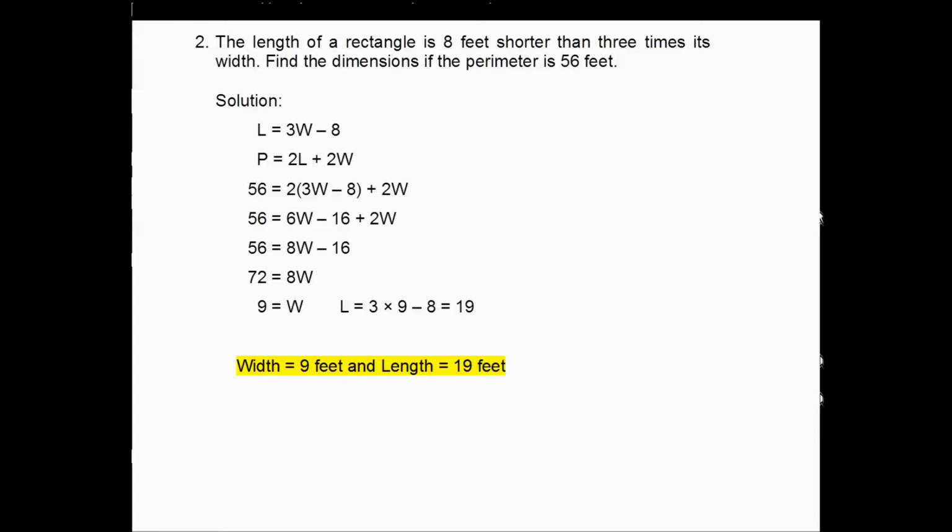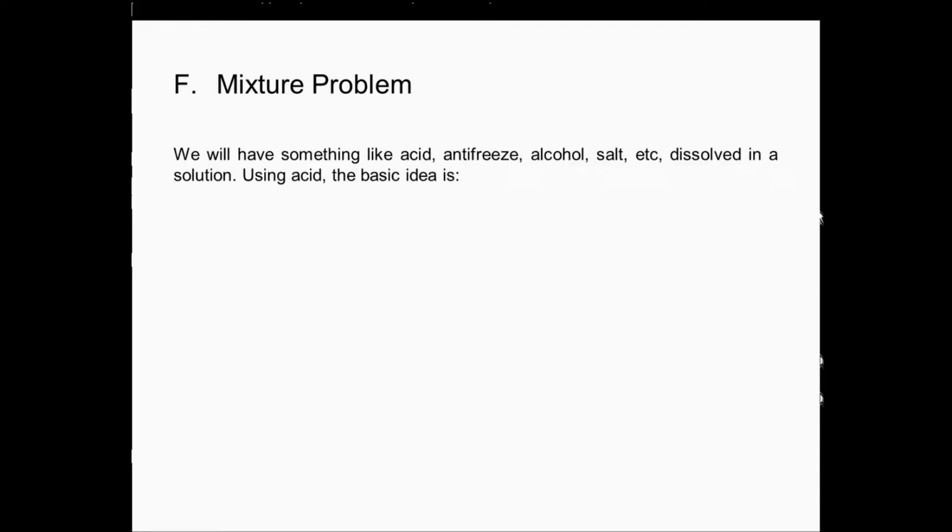Okay, again, later on, chapter 3, as it turns out, we will look at rectangle and area. Our next category, mixture problems. Okay, mixture problems. This is one of the few places where decimals are natural. So we will have something like acid, antifreeze, alcohol, salt, etc. dissolved in a solution. Using acid, the basic idea is this.